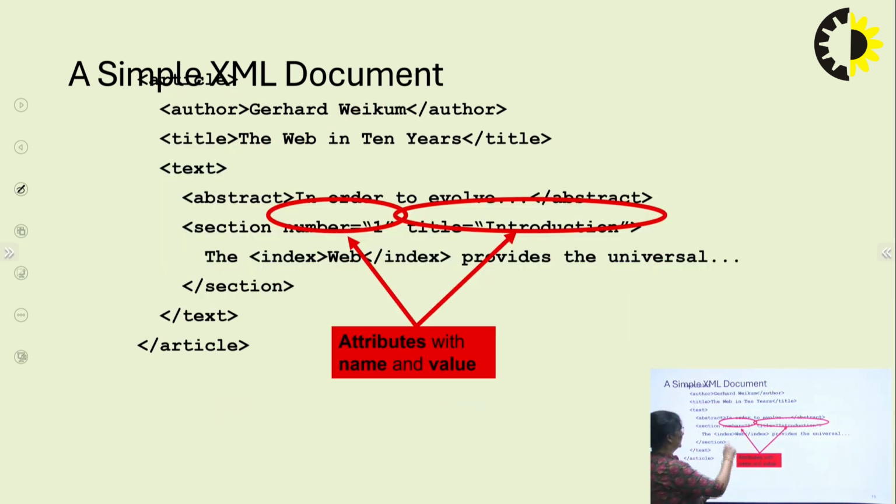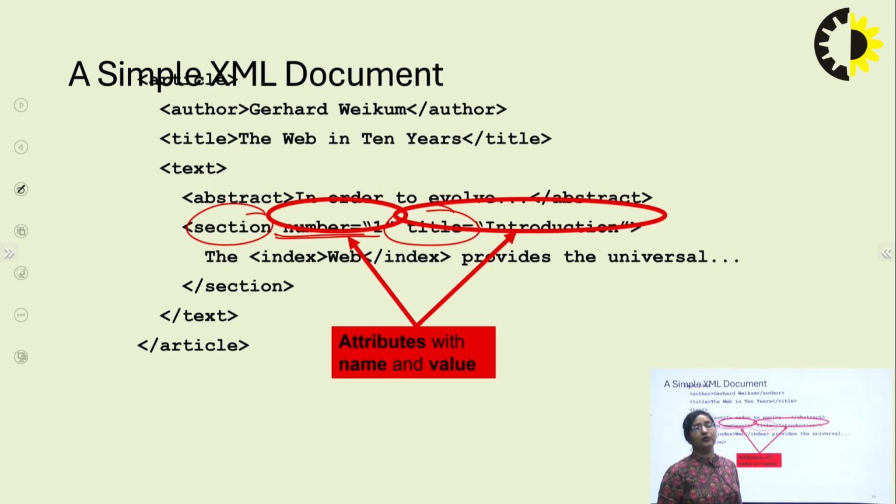Like this number, this is the attribute with the name and the value. Anything and everything which is defined after the element will be the attribute. One element can have more than one attribute as well. Like if I want to write number is equal to 1, title is equal to introduction, like over here. So what we have done, number is equal to 1. So this number is the first attribute for this element, section. Now the second attribute is title. This title is also an attribute for this section element.